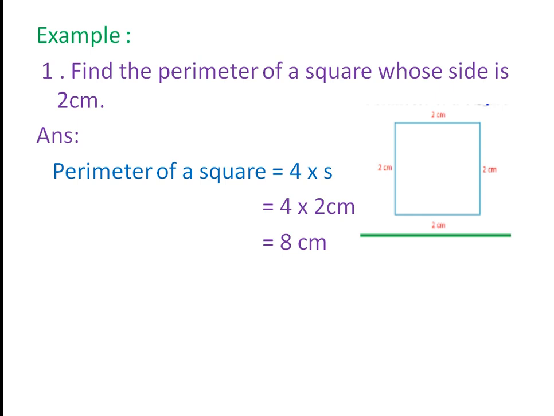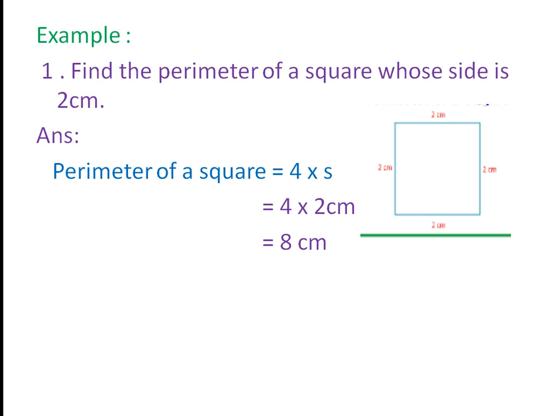And also a small example on the perimeter of a square. Find the perimeter of a square whose side is 2 centimeters. First write down the statements and the formula. Answer: perimeter of a square formula is 4 multiplied with side. Write down the side value, 2 centimeters. 4 multiplied with 2 centimeters, 4 twos are 8 centimeters. The answer for the perimeter of the square is 8 centimeters. This is a small example for the perimeter of the square.